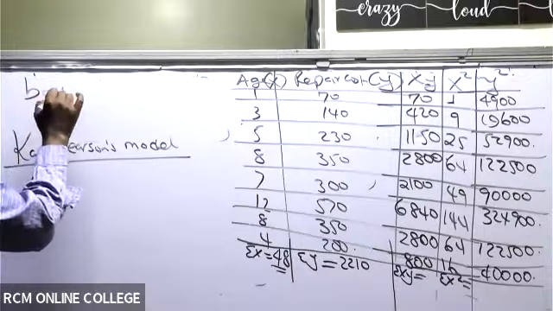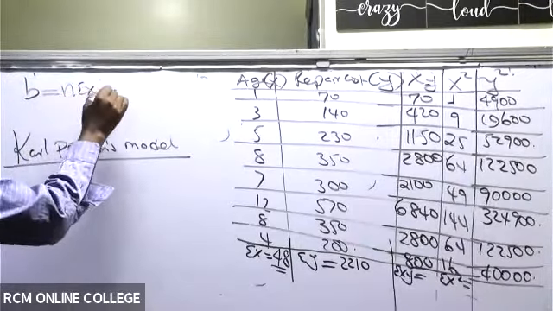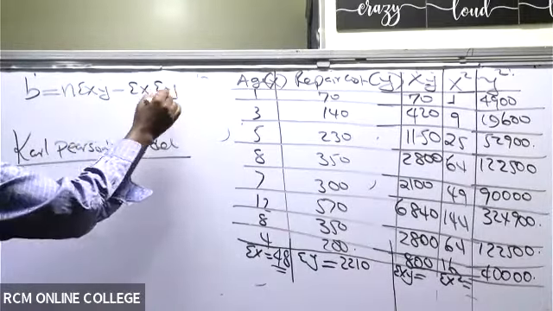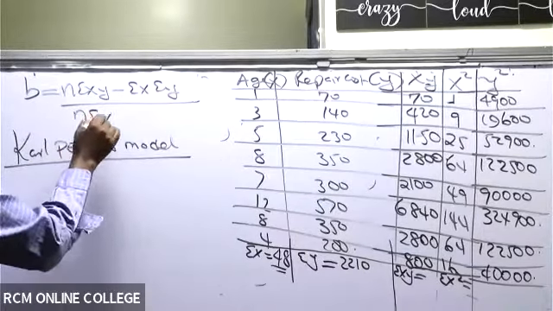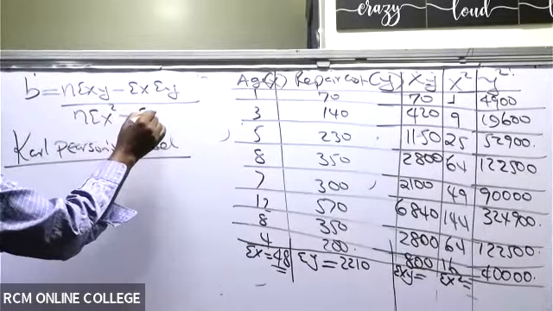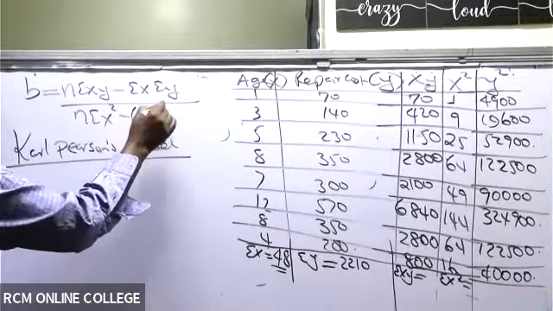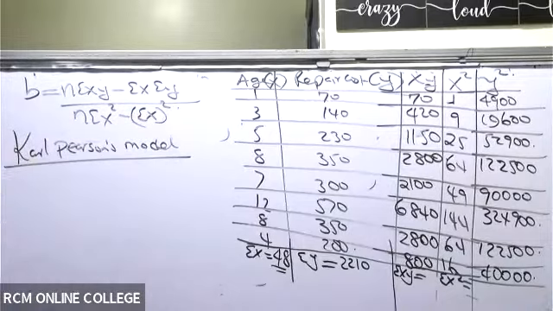To get B, we normally take n summations of x, y, minus sum of x, sum of y, all over n sum of x squared, into bracket here we have sum of x squared. That is the formula for getting B.